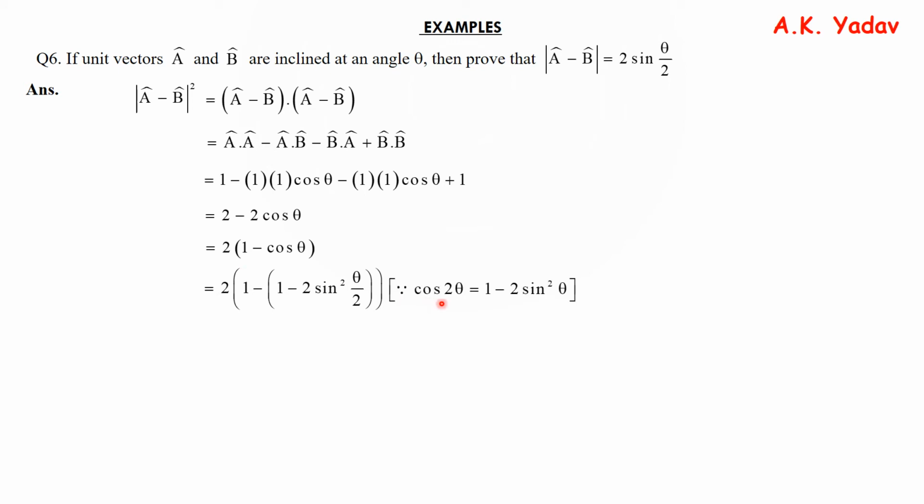Now here we have used the formula cos 2 theta is equal to 1 minus 2 sine square theta. So in place of cos theta, we have put the value of 1 minus 2 sine square theta by 2. Here it was 2 theta, in our case it is theta, that's why we have divided by 2. So this gives magnitude of A minus B square is equal to 4 sine square theta by 2, or we can say magnitude of A minus B is equal to 2 sine theta by 2, hence proof.